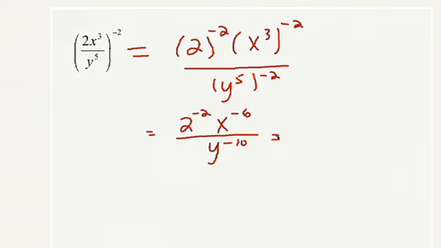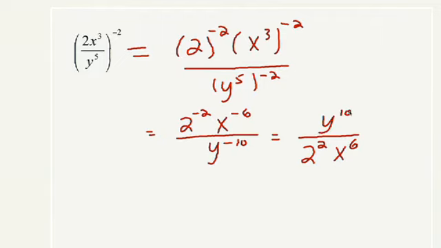All right, now we'll deal with those negative exponents. 2 to the minus 2 in the top is 2 to the positive 2 in the bottom. X to the minus 6 in the top is x to the positive 6 in the bottom, and y to the minus 10 in the bottom is y to the positive 10 in the top.